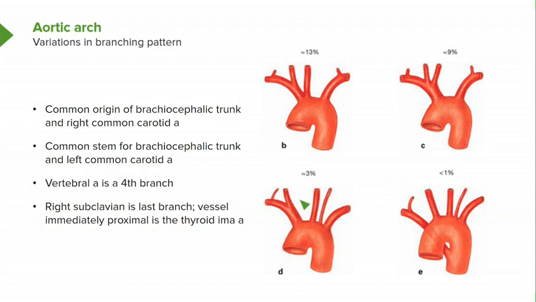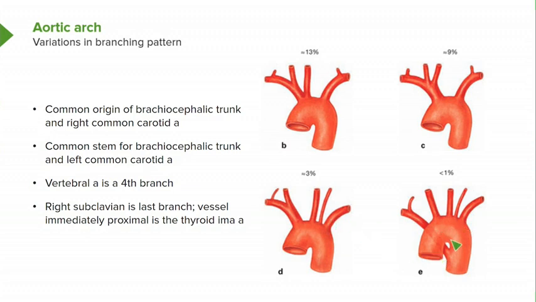Panel D is a variant pattern that's seen in about 3% of the population. Here we have 4 branches: brachiocephalic, left common carotid. This slender branch is the additional branch, the 4th branch. This is the left vertebral artery. And then our last branch is our left subclavian.